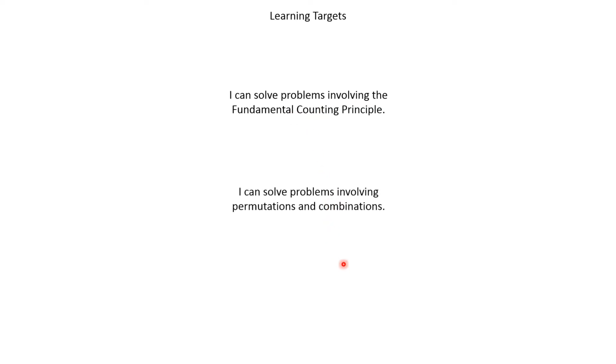Our learning targets for today. I can solve problems involving the fundamental counting principle. Yes, you read that right. We're going to be counting today. And I can solve problems involving permutations and combinations, which should make sense, being that the title of the section is Permutations and Combinations. So, let's start out with the fundamental counting principle. We are going to be counting the number of ways things can be done.